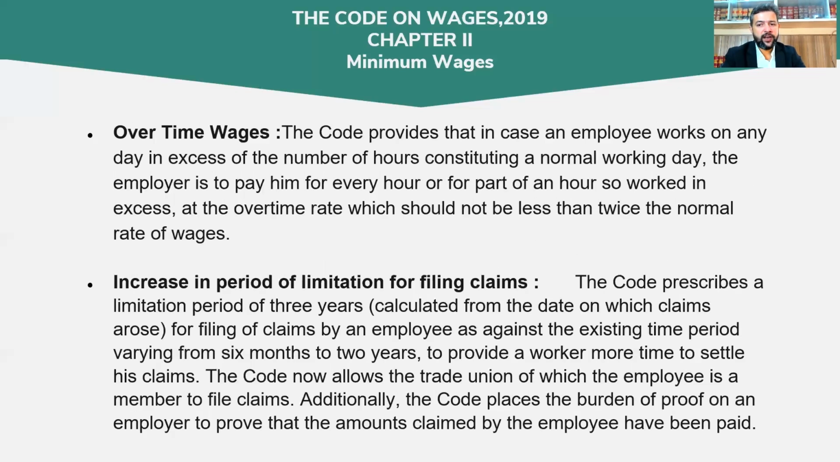The limitation period to file a claim in this new Code of Wages 2019, which includes minimum wages, payment of wages, payment of bonus act, and equal remuneration act, has now been increased from 6 months to 3 years. Before it was only for 6 months. And in this case, if an employee files a claim, then the burden of proof before was on the employee. Now in this new code, it has been shifted to the employer. So now the employer has to prove that the claim filed by the employee is not maintainable, and the claimed amount by the employee is not payable to him.